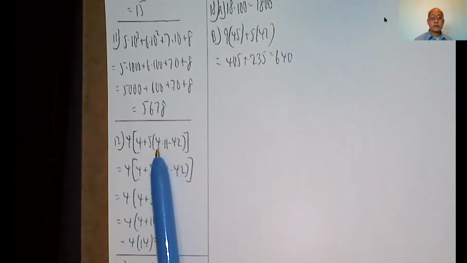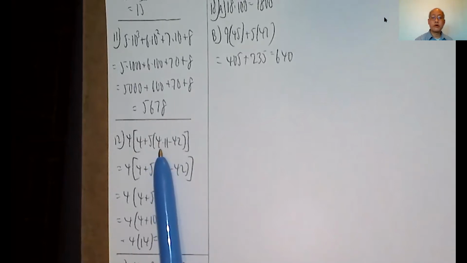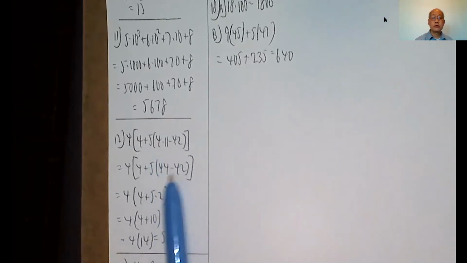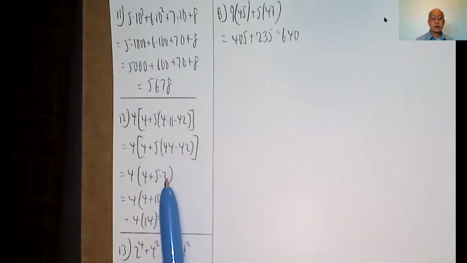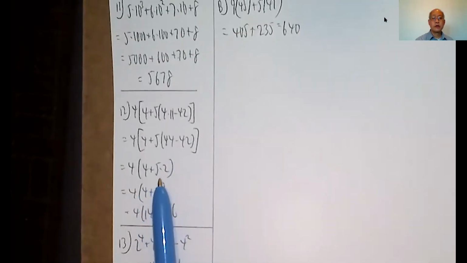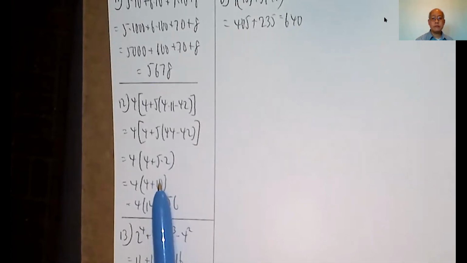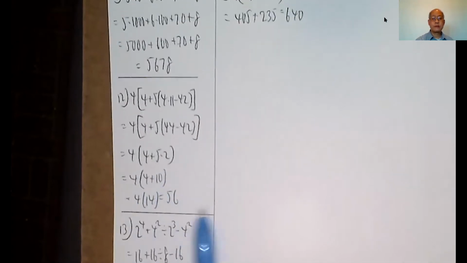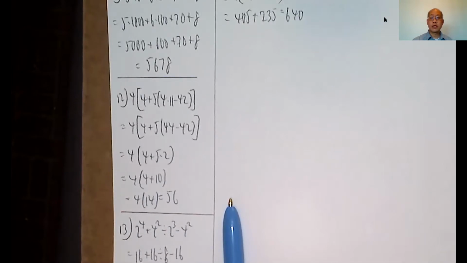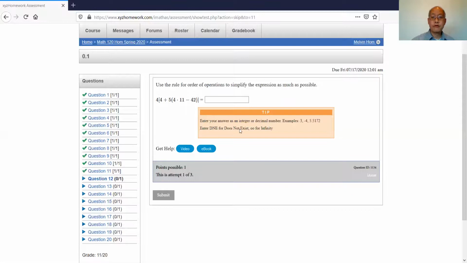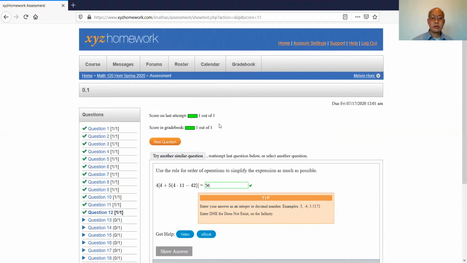So I do this first inside the parentheses. So 4 times 11 is 44. 44 minus 42, and that just becomes 2. So we have 4 plus 5 times 2. 5 times 2 is 10. 4 plus 10 is 14, so it's 4 times 14, and that comes out to be 56. I'm going to try to type in 56 now. So back over here, 56. And it gives to me as correct.